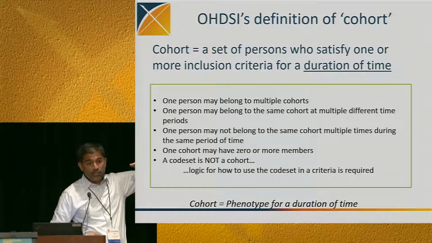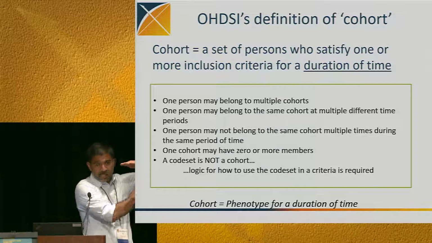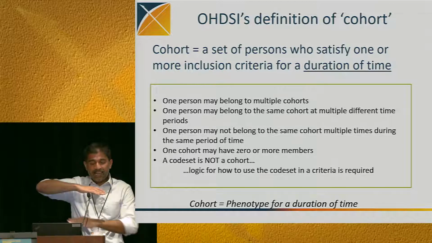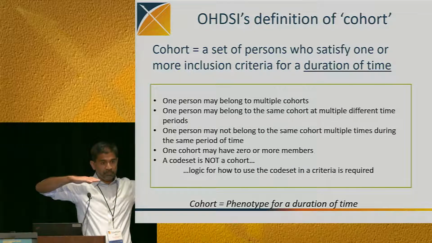So I may have an episode of angina with a start date and an end date. I may have a second episode of angina with a start date and end date, and these two do not overlap. They are separate.